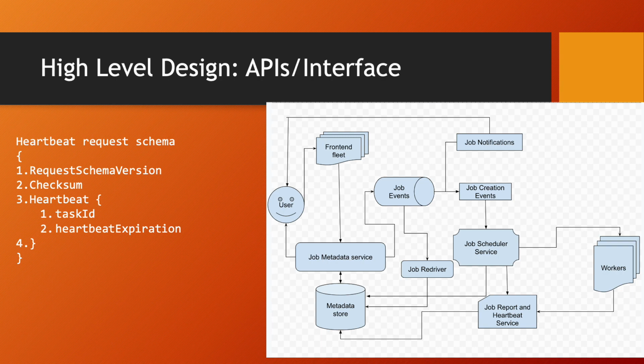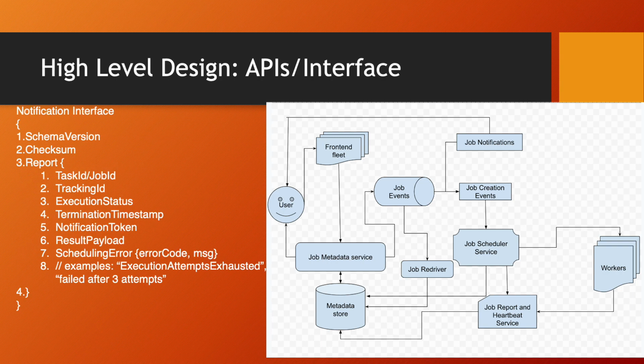and heartbeat expiration time. Now, as part of the notification interface, some of the key parameters would be the report payload, which will have task ID or job ID, tracking ID, execution status, termination timestamp, notification token, result payload, and errors, specifically scheduling errors, which will have error code and message. Apart from this, we'll also have checksum and schema version.